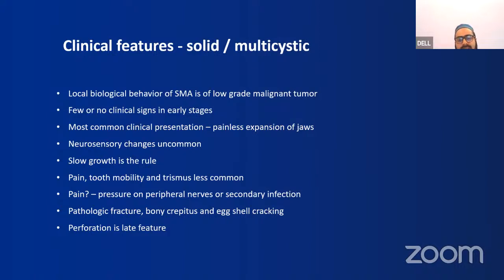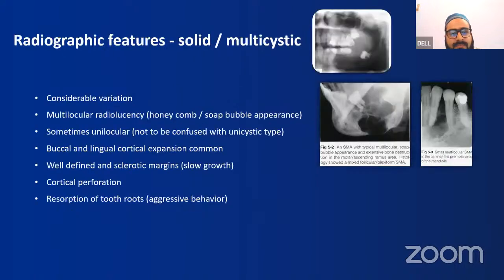Once the tumor perforates the bone, or makes it very thin, there will be eggshell cracking of the bone, which can elicit bony crepitus on palpation, and pathologic fracture in the later stages once the cortex or the lower border is perforated. Perforation is a late feature because the cortex acts as an effective barrier, preventing the spread outside the bone.